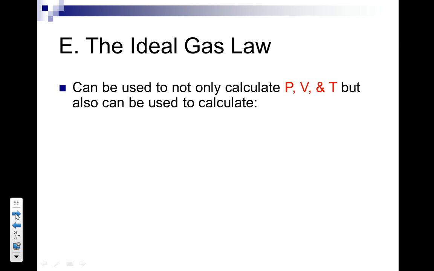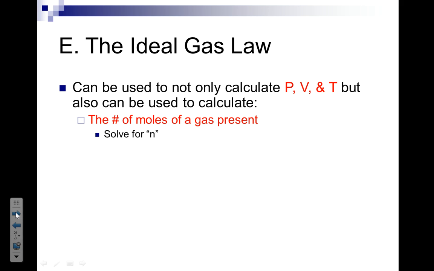Now, the ideal gas law can be used to calculate pressure, volume, and temperature, but it can also be used to calculate the number of moles of a gas present. So if you're asked to find the number of moles of the gas present, you just simply solve for N, and remember N is moles. Over our study of chemistry, we've learned how to convert from moles to other units. So we will be doing that in this particular unit as well.